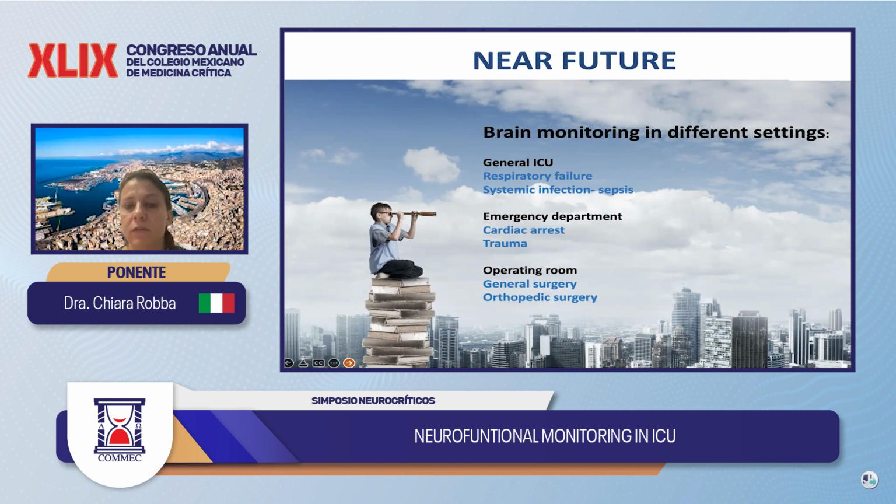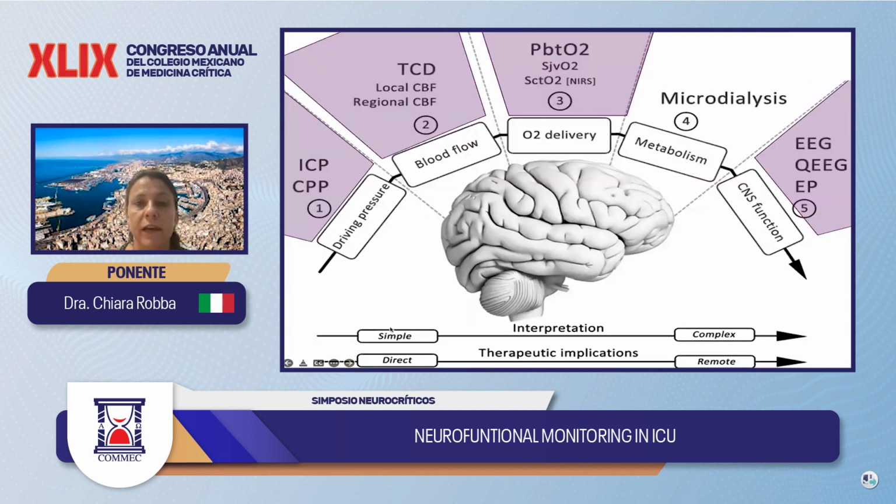in different settings, for example, in the emergency department, in the general ICU, in the operating room, because as I'm going to show you in this presentation, there are a number of indications and a number of clinical situations where the patient is not primarily brain injured, but the risk of cerebral complications is very, very high. And so neuromonitoring tools can really help us.